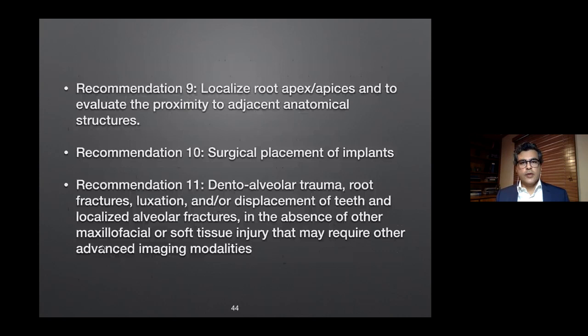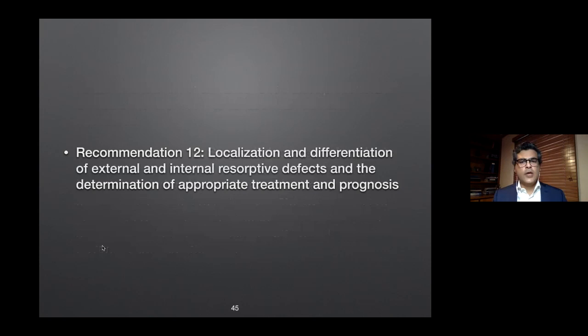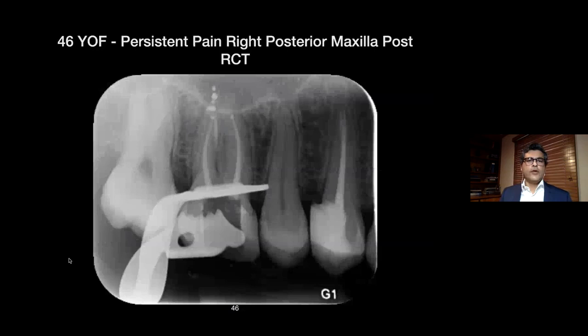To localize root apices and to evaluate the proximity to adjacent anatomical structures such as the inferior alveolar canal. Surgical placement of implants. So that's the most common indication for cone beam CT. And then dentoalveolar trauma, root fractures, luxation or displacement of teeth. So essentially anything related to trauma is a really good indication for cone beam CT. And the last one is localization and differentiation of external and internal resorptive defects. So root resorption, if it is affecting how you're going to treat the patient and how you're going to proceed with the treatment.